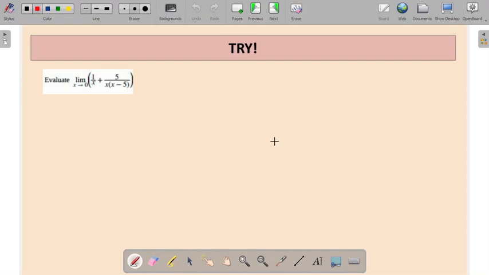Evaluate the limit of the function 1 by x plus 5 over x minus 5. And how are we going to do it? This is a limit as x approaches 0. So first try finding what the limit is when x approaches 0.